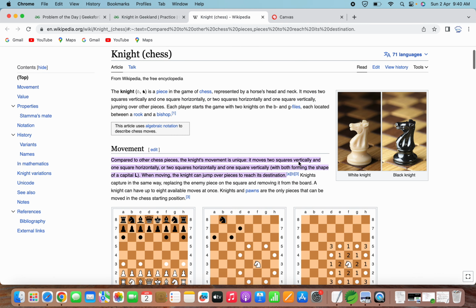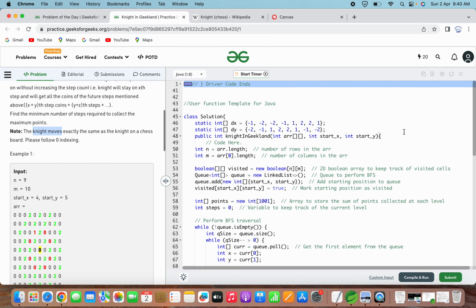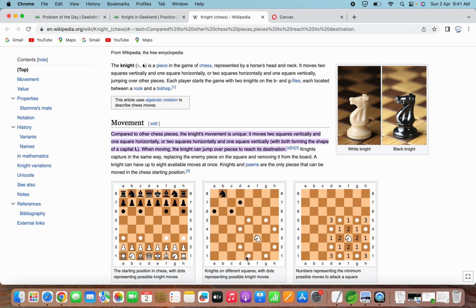That means one step to the left and two steps down, or two steps down and one step left. All these possible 8 combinations, 1, 2, 3, 4, 5, 6, 7, 8, all these possible directions have been marked using the DX and DY arrays. Here it is both down and left. Then here it is again two and left, that means first left, then down. Then here it is two left and one down. So first we took one left, two down, and here it is two left, one down.